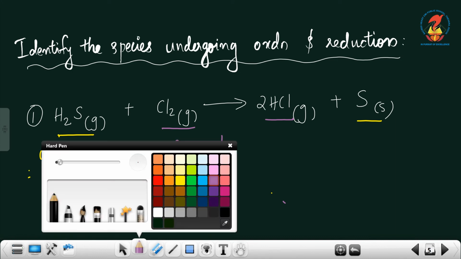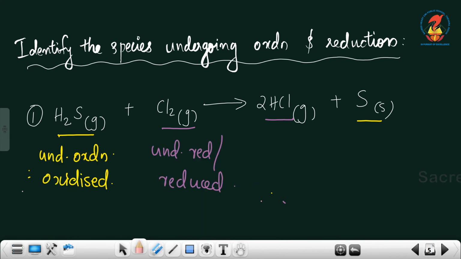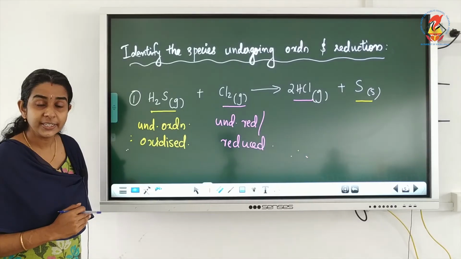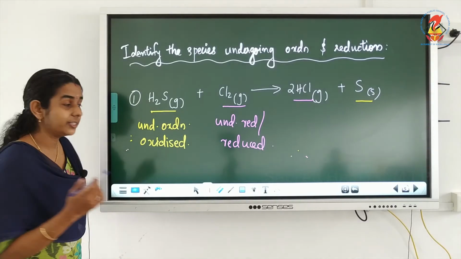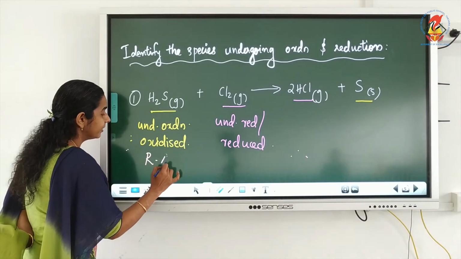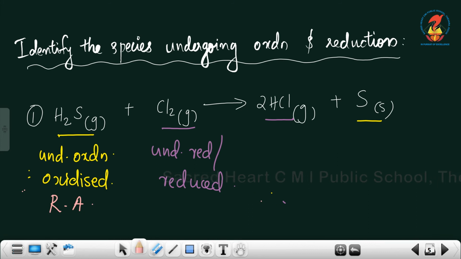Now here who is acting as the oxidizing agent and who is acting as the reducing agent? See, H2S is undergoing oxidation, which means it will be acting as the reducing agent or reductant. Similarly, Cl2 is undergoing reduction, so it will be acting as the oxidizing agent or oxidant.